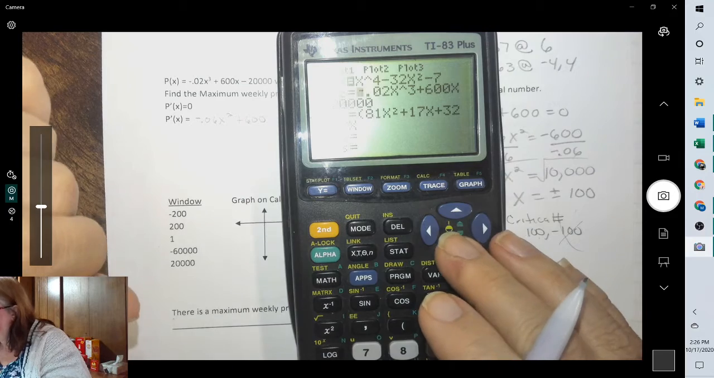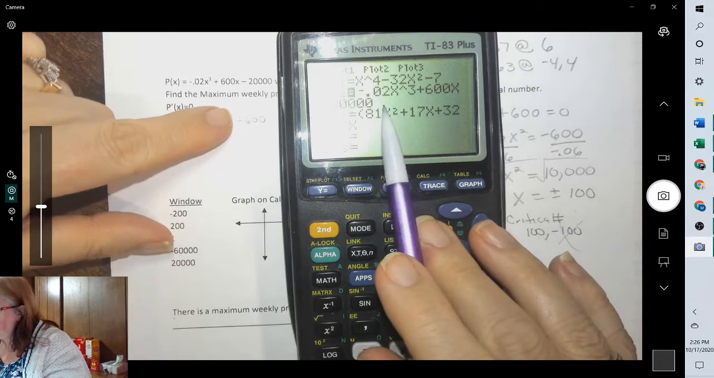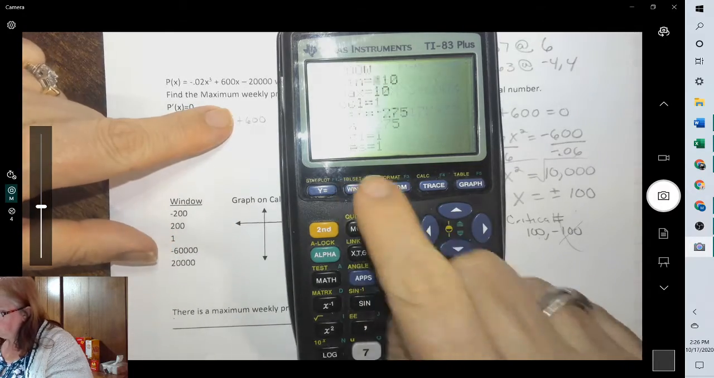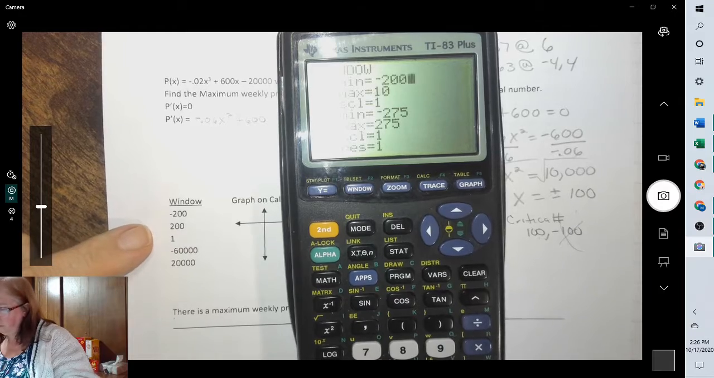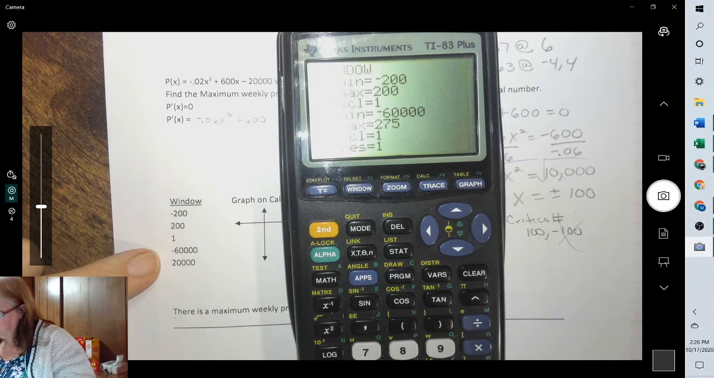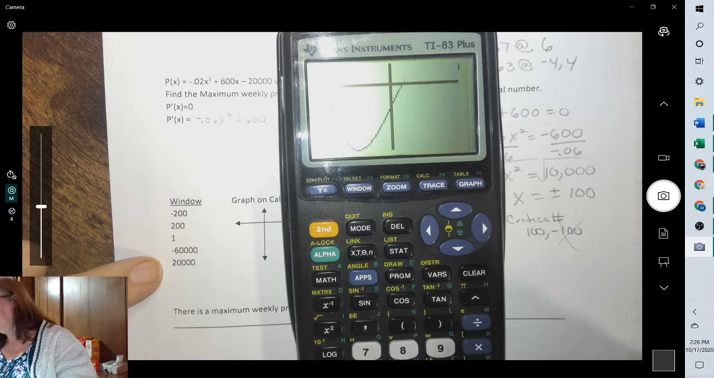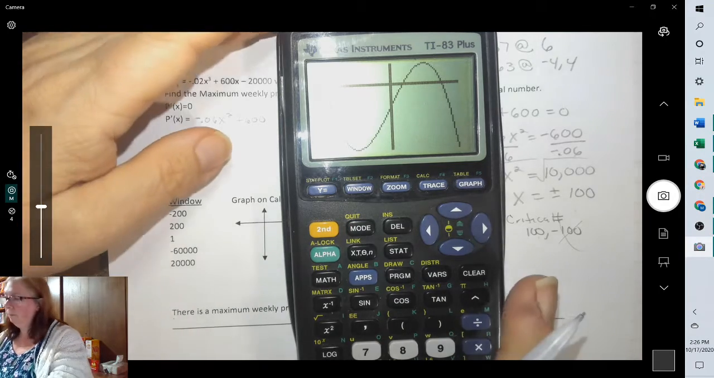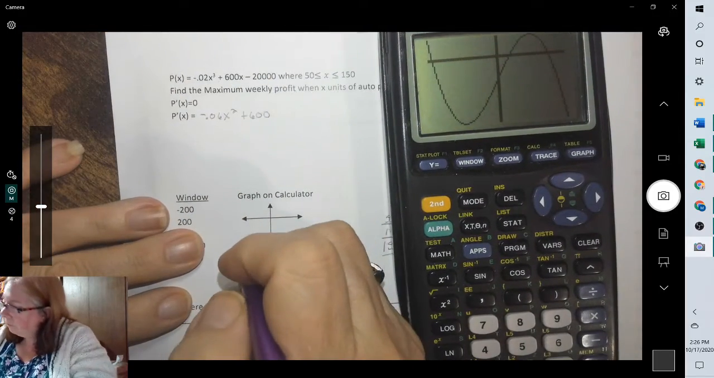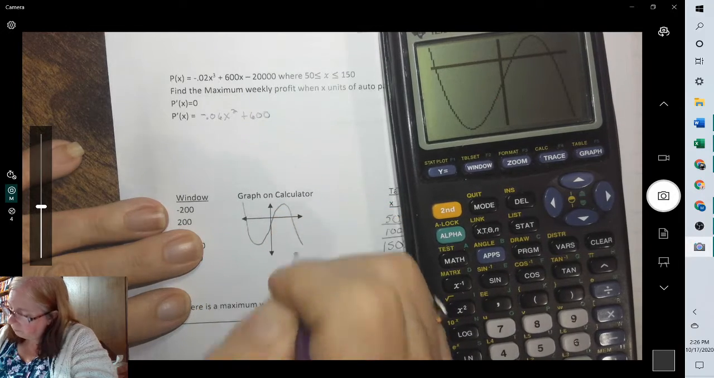So under y equals this one, I put in the profit function, change our window, -200, 200, -6, 40, 60,000, 1, 2, 3, 4, and 20,000. And graph it. There we go. About like that.